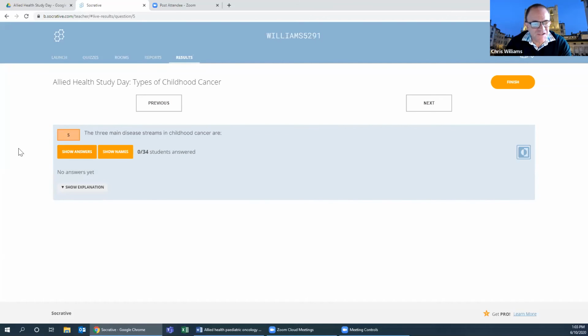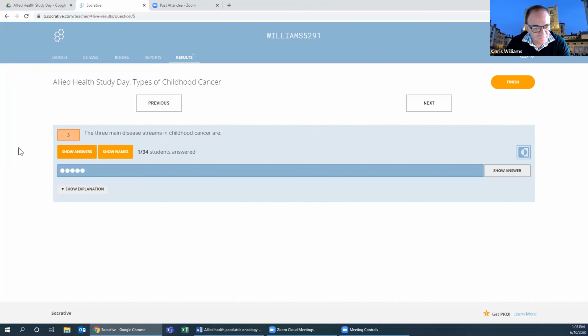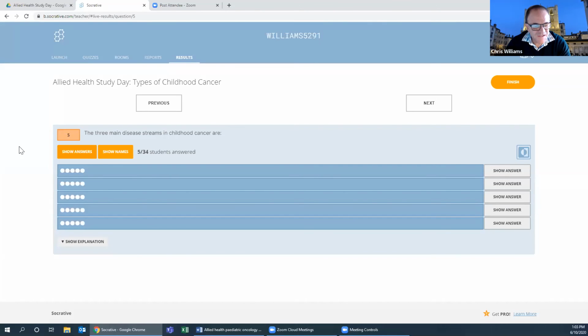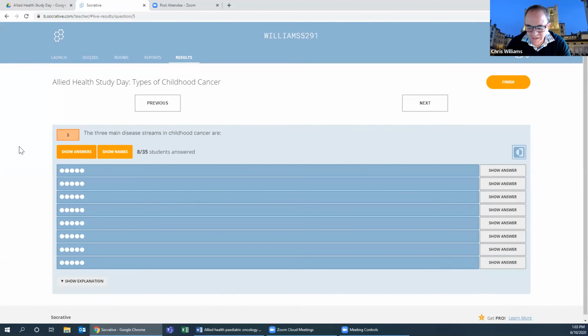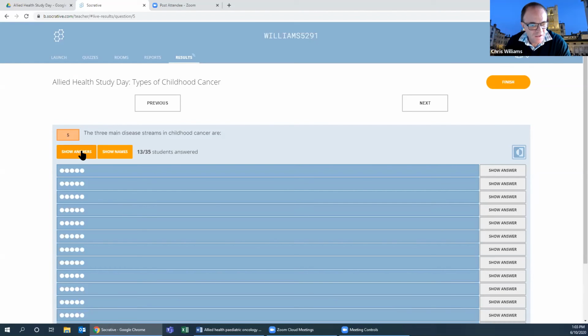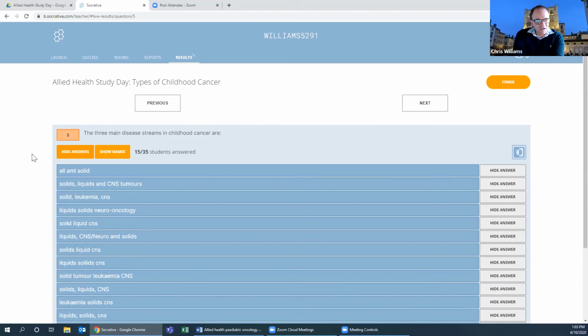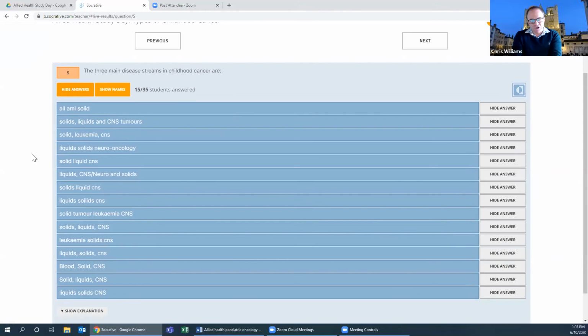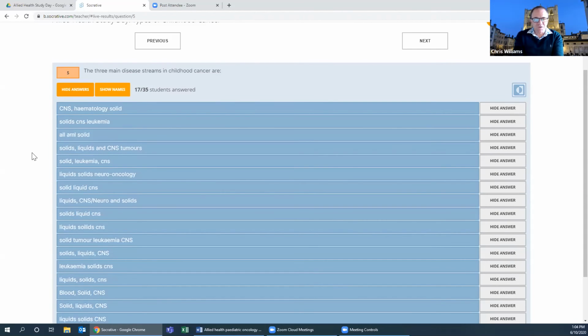The 3 main disease streams that we have in childhood cancer. And so this is thinking about how we provide that care from a hospital setting and how we break it down. Let's have a look, Georgia. Yeah, so liquids, solids, neuro-oncology, or CNS tumours, solids, liquids, and brain tumours.